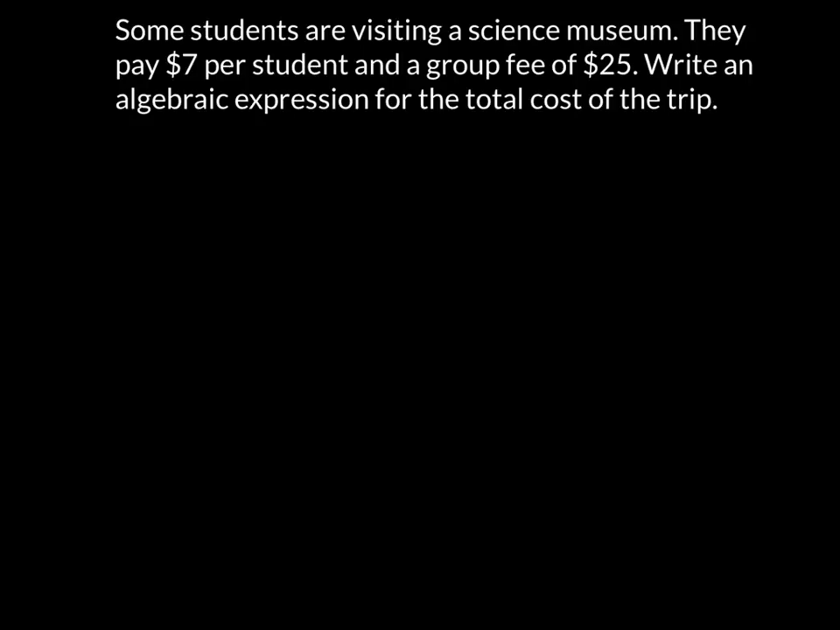So we're going to use the variable s to equal the number of students. When we take a look at the problem, we have 7s because we have $7 times the number of students, because we don't know how many there are, plus the extra group fee of $25. So that's our expression that we have.